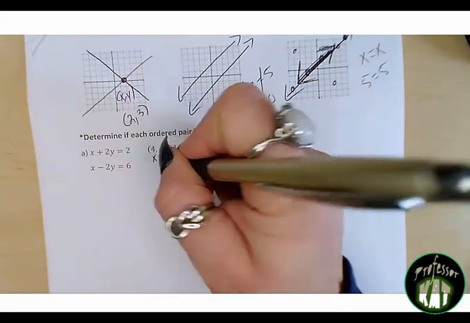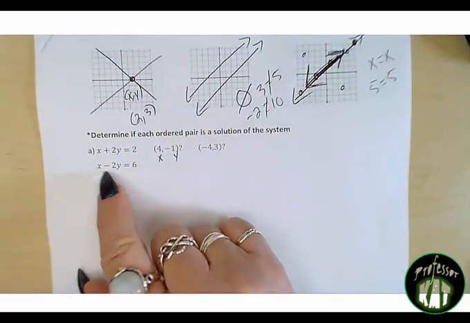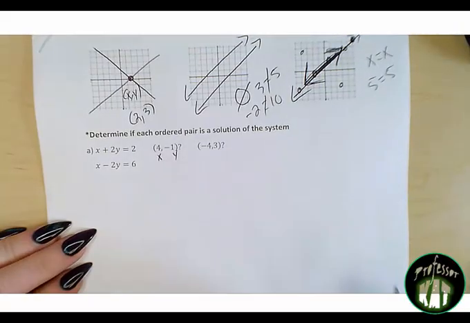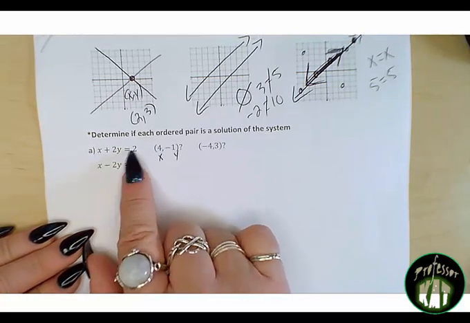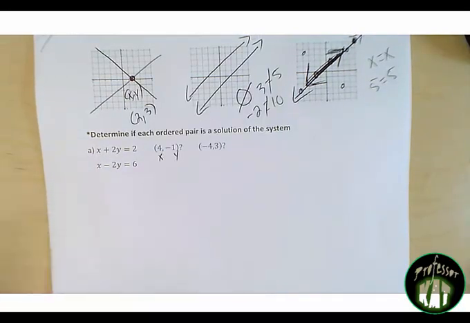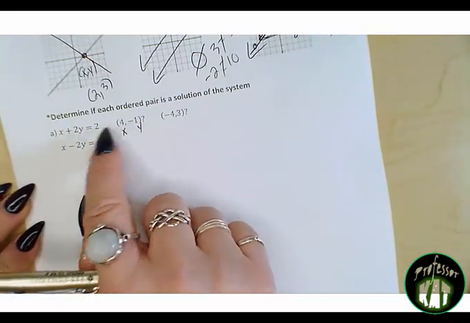So we do know that this point here is an x and a y. We do have an x and a y in each equation. So what we need to do is take that point 4, negative 1. We need to plug it into both equations. It needs to work for both equations. So what that's going to look like, plugging a 4 in for x, a negative 1 in for y.